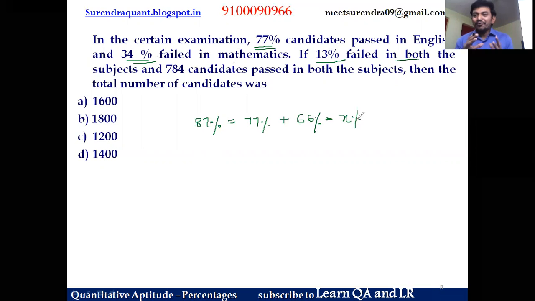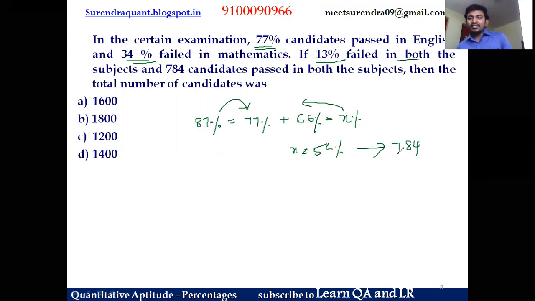So this is how you have to think in the exam. This is how you have to face the exam. So try to write less on the paper, think more. That will save time. If 87 comes to this side, 77 minus 87 is minus 10. Minus 10 plus 66 is 56%. So X equals 56%, and that is given as 784.